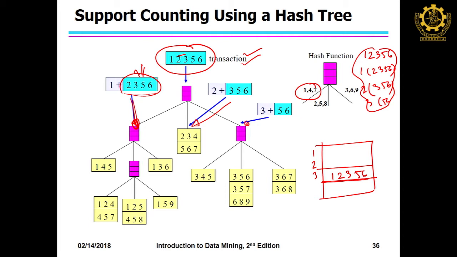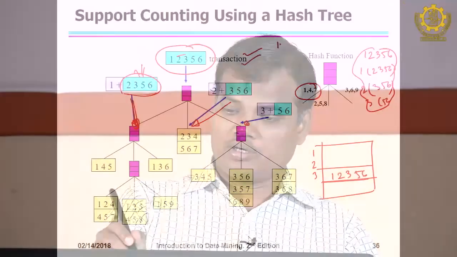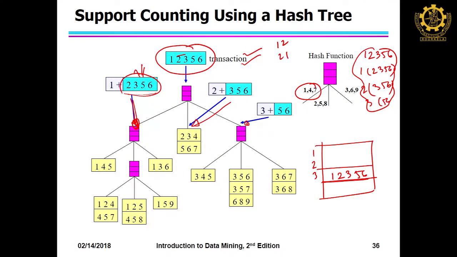Why are we taking it like this? Because there should not be any duplicate. So, item set 1 and 2, 2 and 1 is the same. So, therefore, we order them first. The order is 1, 2, 3, 4, 5, 6 and then we make them ordered. In this transaction, we order and what we find is 1, 2, 3, 5, 6.